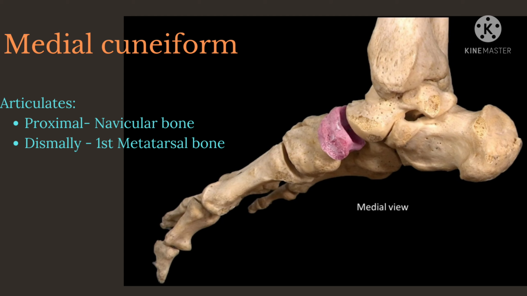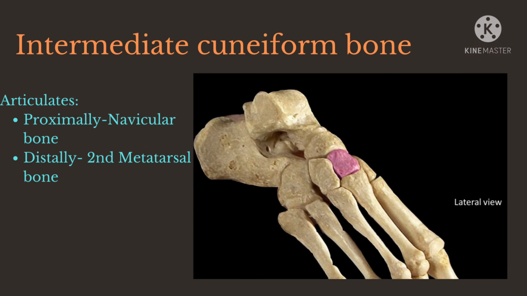So let us see the next bone, that is the intermediate cuneiform bone. This intermediate cuneiform bone has two articulations, the same as before, a proximal articulation and a distal articulation. Proximally, this cuneiform is attached to the navicular bone, as you can see in the diagram, and distally it is attached to the second metatarsal bone. The metatarsals are numbered from the greater toe: 1, 2, 3, 4 and 5. So it is attached to the second metatarsal bone.